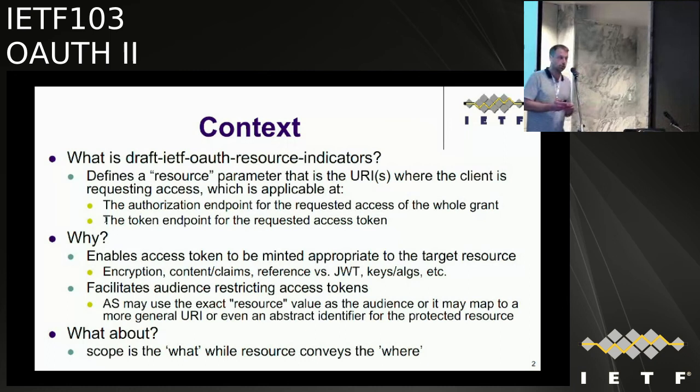It also facilitates proper audience restricting of access tokens. So by knowing where it's going to be used versus just the scope of access, you can put a proper audience restriction in there. The draft right now says that the AS can take the resource URI value and use it exactly as provided, or it might map to an audience value that's a more general URL, or even potentially, depending on the deployment, an abstract identifier for that resource or set of resources that it's valid for.